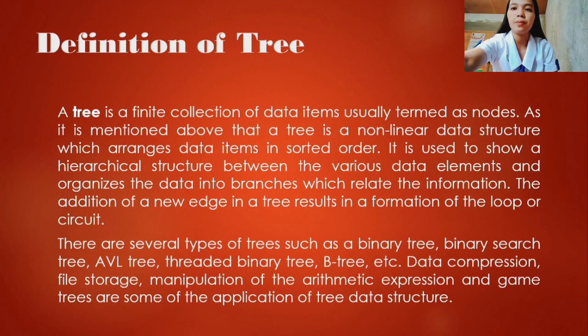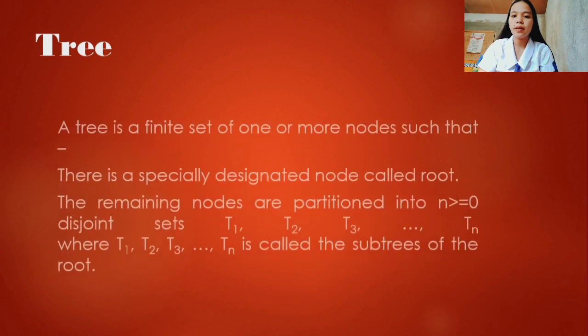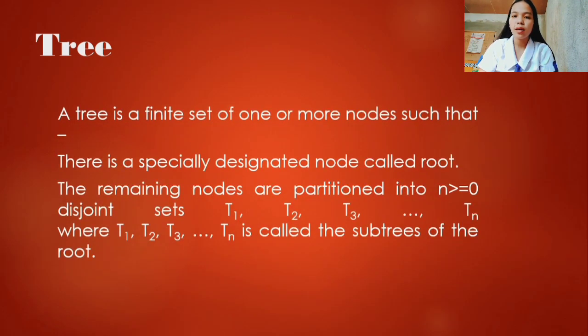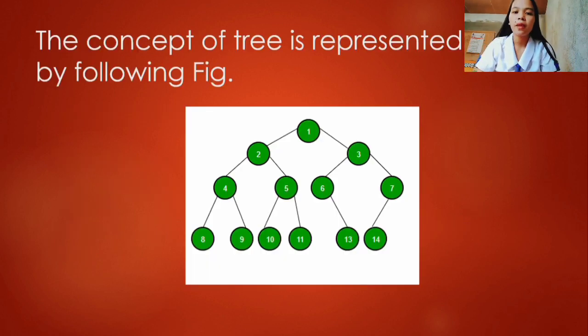A tree is a finite set of one or more nodes such that there is a specially designated node called the root. The remaining nodes are partitioned into n greater than or equal to 0 disjoint sets T1, T2, T3 to Tn, where T1, T2, T3 to Tn are called the subtrees of the root. The concept of the tree is represented by the following figure.